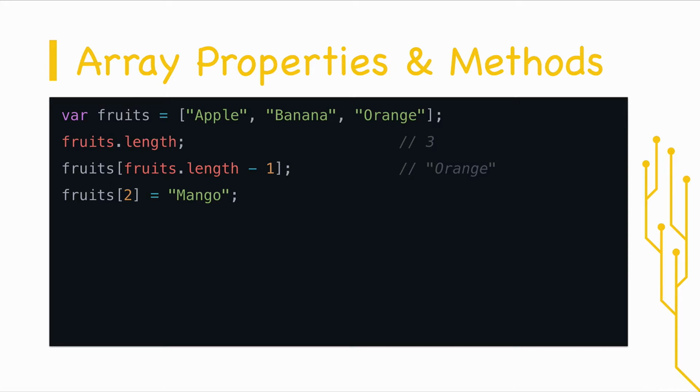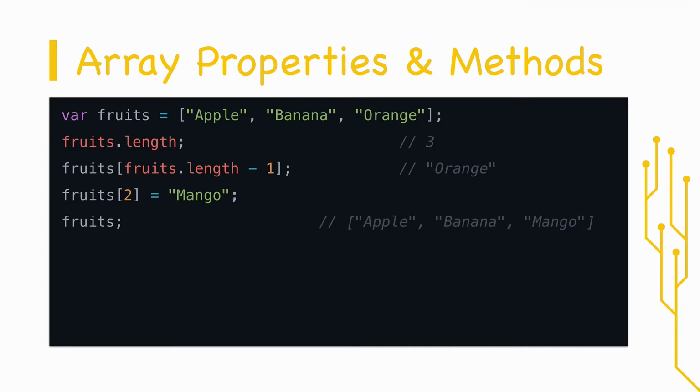So you can type in fruits[2] equals another value to change the value from orange to a different value. In this case, we're changing the value from orange to the string mango, then a semicolon to end the statement. And now the fruits array has been changed. Previously it contained apple, banana, and orange, but now the last element, the orange string, has been replaced with the string mango.